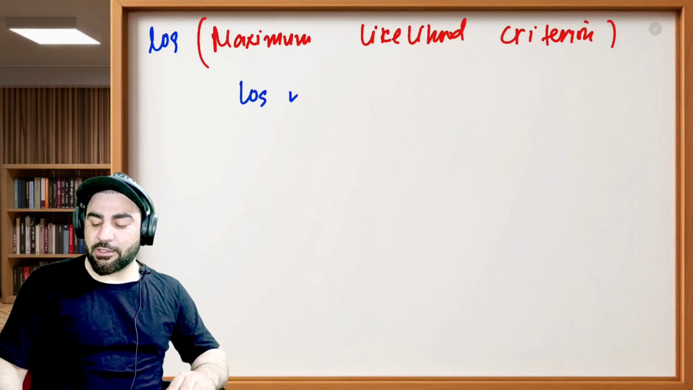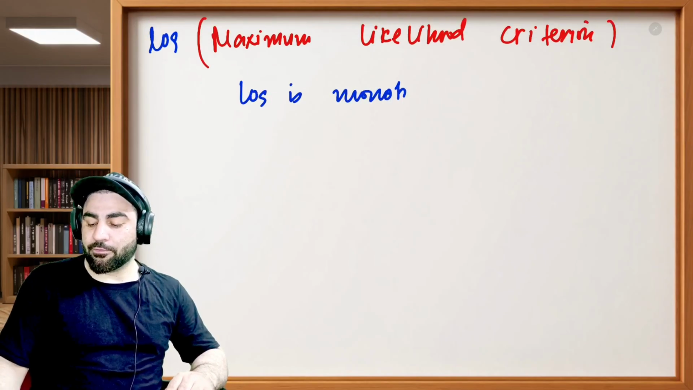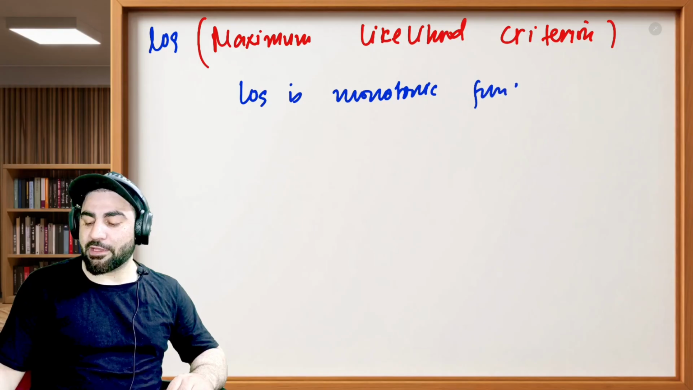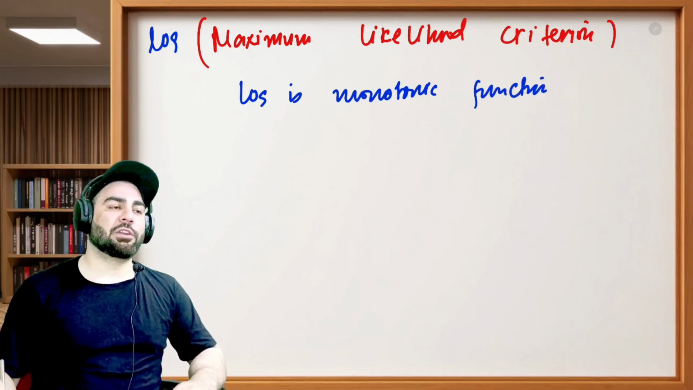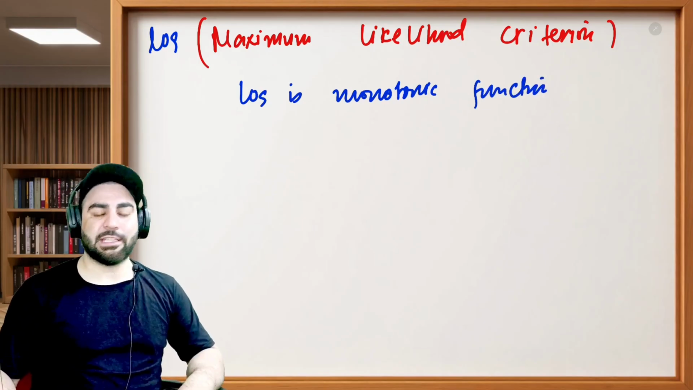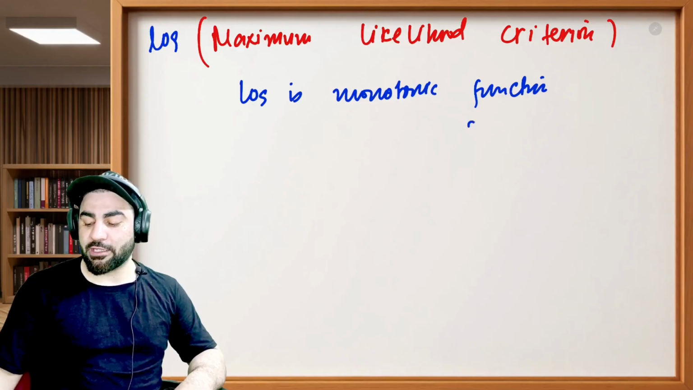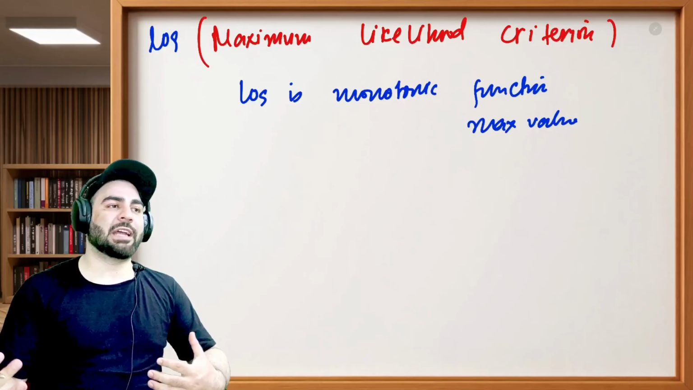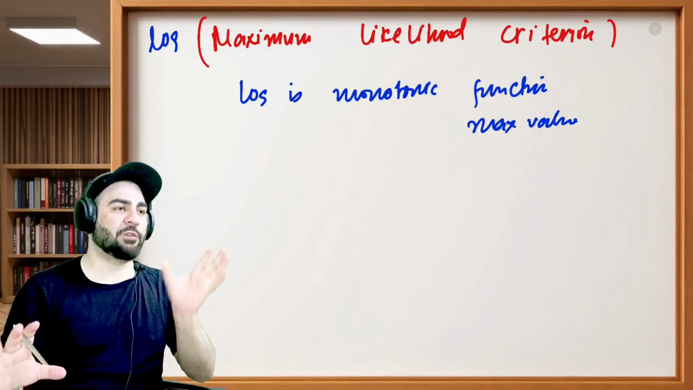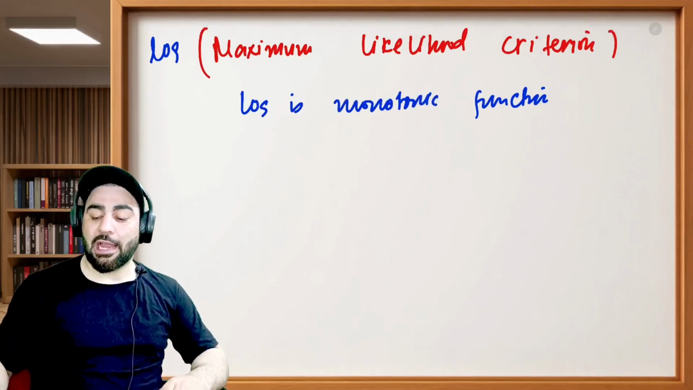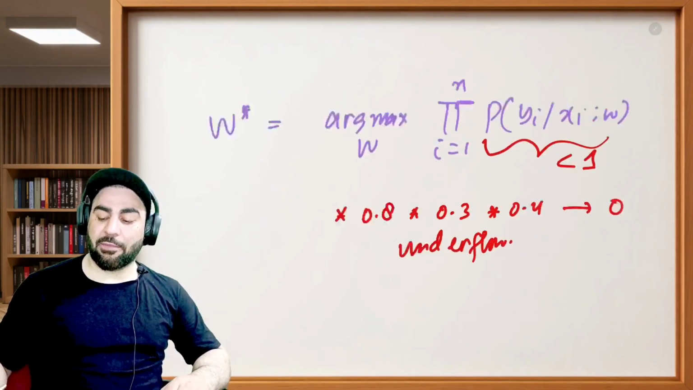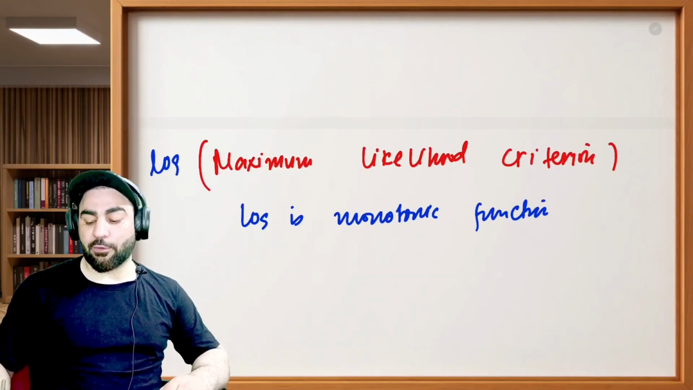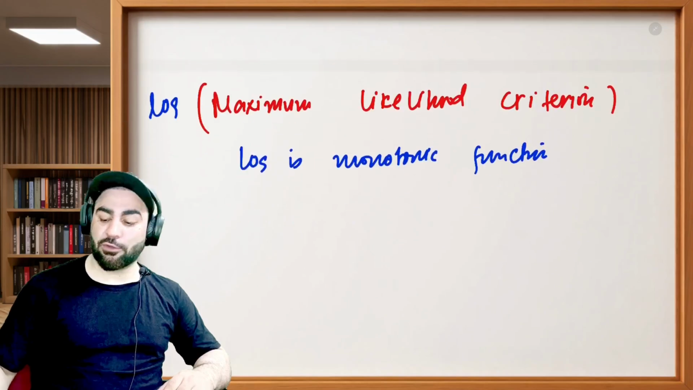So log is a monotonic function. By that I mean that if you apply this monotonic function onto some other function, it won't change its maximum or minimum locations. Where the max value was initially, let's suppose at x equal to 5, it will still remain at x equal to 5 if you apply log onto that. That's why we can apply log, since we are interested in finding the maximum value. So the maximum likelihood criterion got converted into log likelihood.